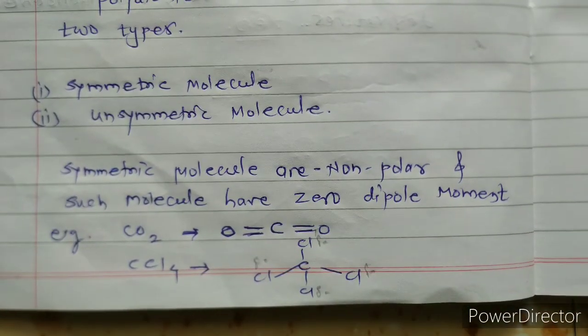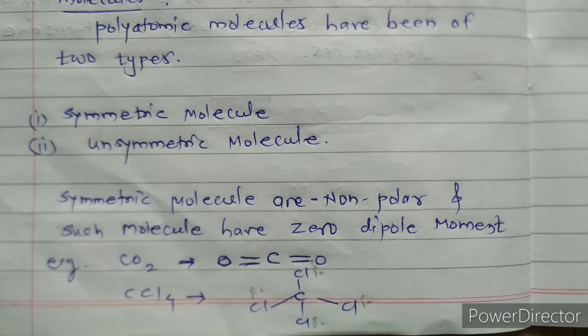In the case of symmetric molecules, symmetric molecules are non-polar and as such have zero dipole moment. For example, CO2 and CCl4. In the case of the CO2 molecule, the carbon-oxygen bond moments cancel with each other and hence the dipole moment is zero for CO2. In the case of CCl4, the carbon-chlorine bonds cancel with each other.